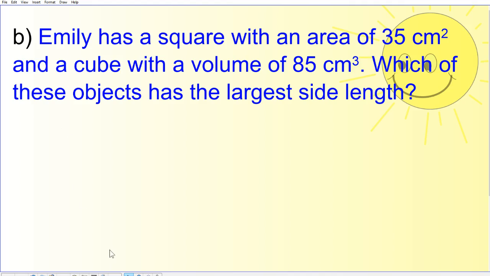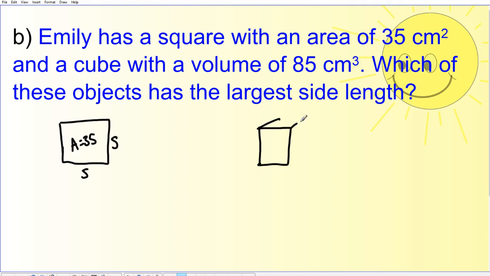Alright, so here is Emily's square with an area of 35 centimeters squared. Side length of S. Here is Emily's cube with a volume of 85 and a side length of, well, let's use X, because we don't know if the S and the X are the same. And we know, is S bigger or is X bigger? That's what the question comes down to.